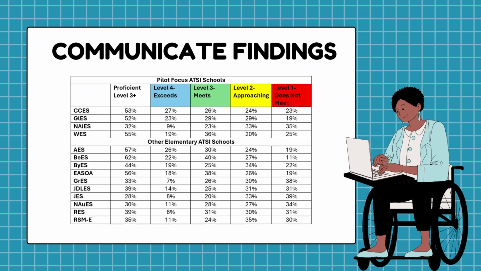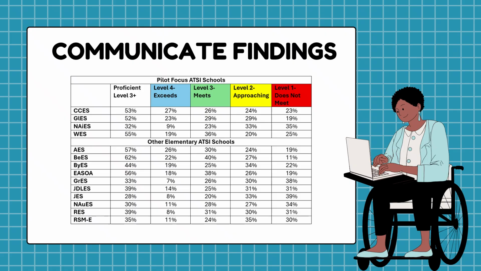And those percentages are listed there. I also wanted you to have a comparison to be able to see other elementary schools within the district who are also ATSI and their percentages and where they were. Some key ones that I want you to look at is for AES, which with proficiency being at level 3 or above is 57%. Also, BEES with being 62% or above, and EASOA being at 56%. Those 3 schools are excellent schools based off of their school report card.